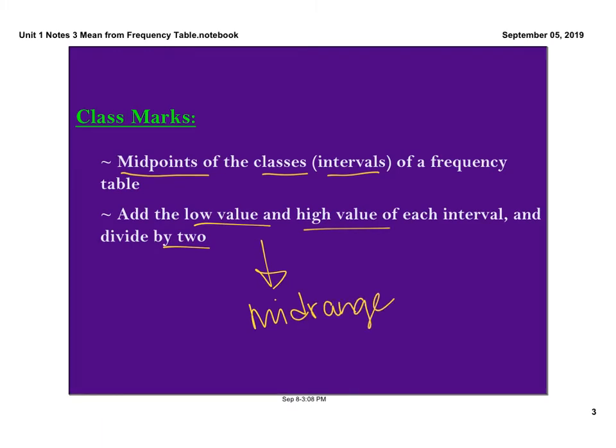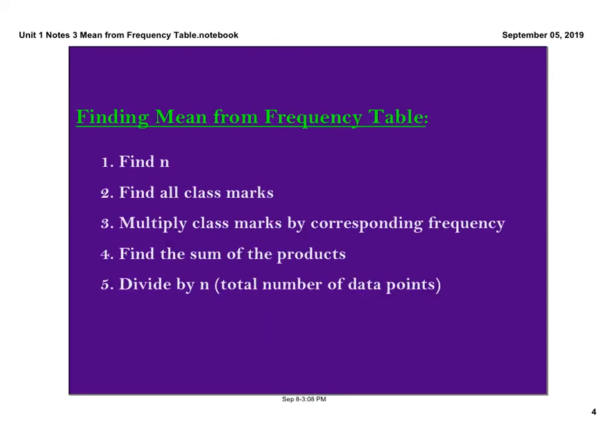Mid-range was one of those measures of central tendency that we looked at earlier. So this is kind of your step-by-step process, if you're a person who likes to follow steps, here you go. Your first step is that you need to find the n. Check, we know how to do that. Then find all the class marks, that's the mid-range of the classes.